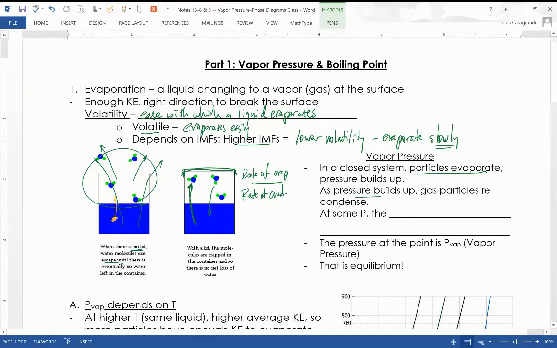The rate of evaporation depends on the temperature, and it depends on the liquid. We'll see how that is below. The rate of condensation depends only on the pressure. So as that pressure builds up, there becomes some pressure at which the rate of evaporation becomes equal to the rate of condensation.